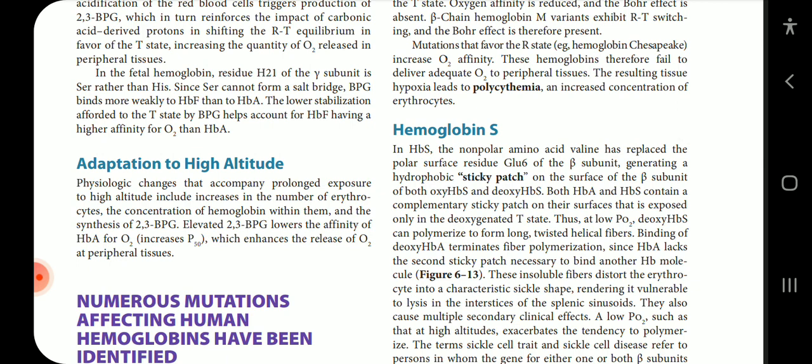Physiologic changes that accompany prolonged exposure to high altitude include increases in the number of erythrocytes, the concentration of hemoglobin within them, and the synthesis of 2,3-BPG. Elevated 2,3-BPG lowers the affinity of HbA for O2, increases P50, which enhances the release of O2 at peripheral tissues.